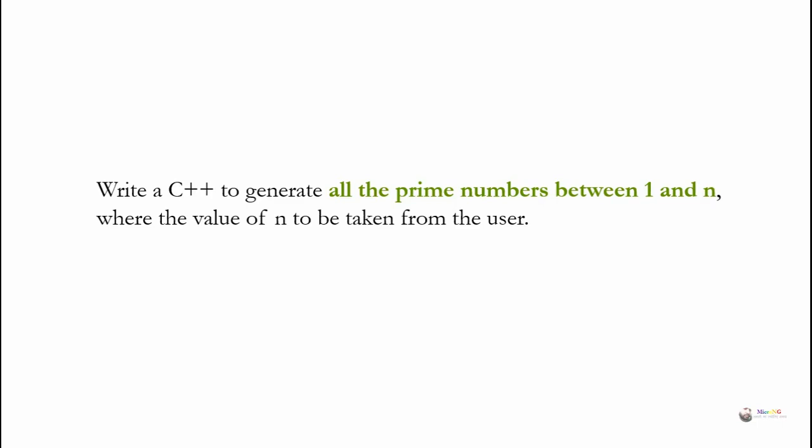Write a C++ program to generate all the prime numbers between 1 and n, with the value of n to be taken from the user. In this program, if we enter the value of n as 10, it has to display all the prime numbers starting from 1 up to 10. So all the prime numbers which are there in between the number 1 to 10 has to be displayed.